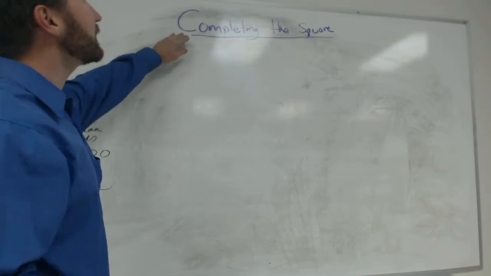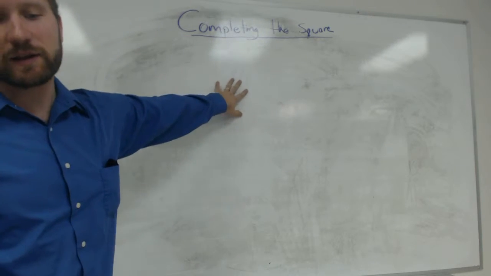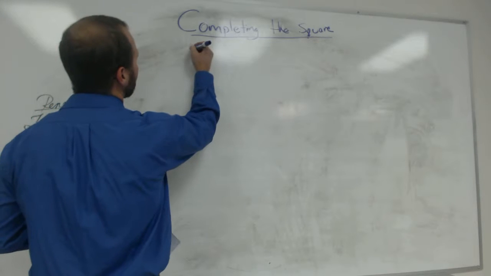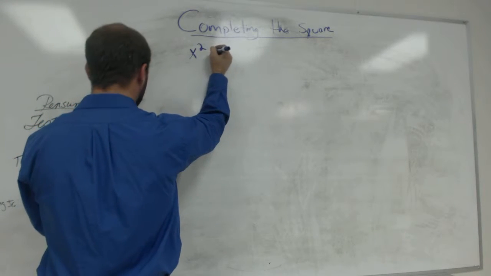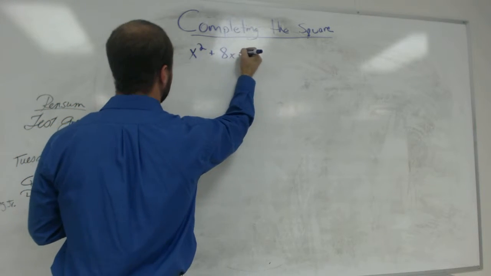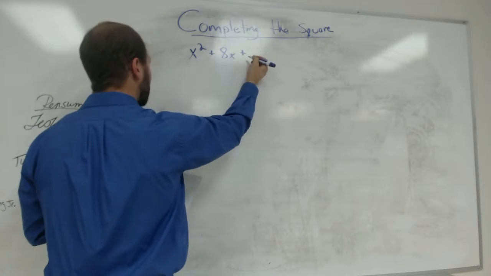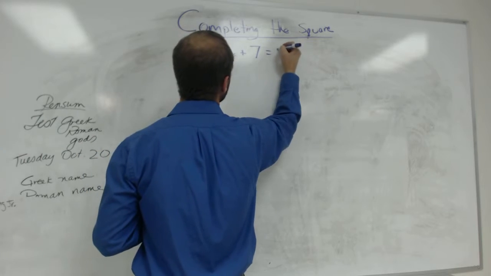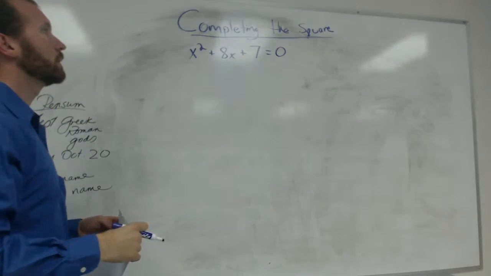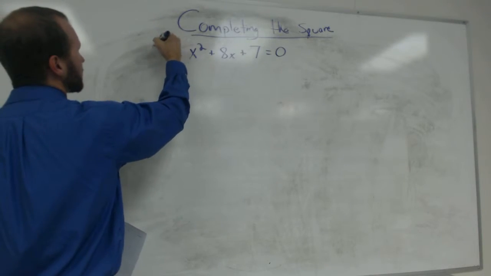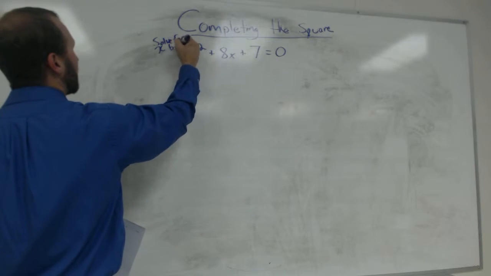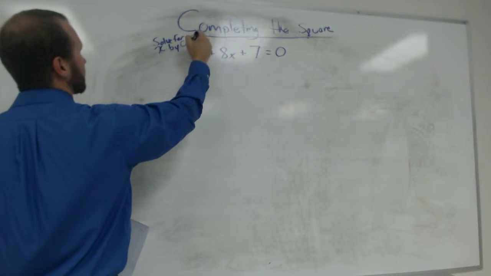Okay, completing the square. We're going to quickly do a problem that is like the ones that we've already seen. If we have something like x squared plus 8x plus 7 equals 0. And remember, the instruction here would be something like solve for x by completing the square.